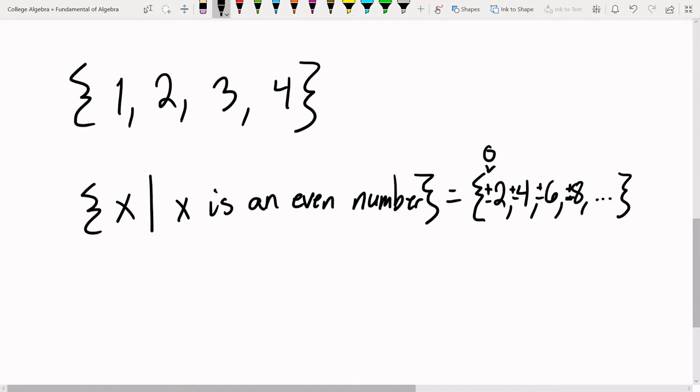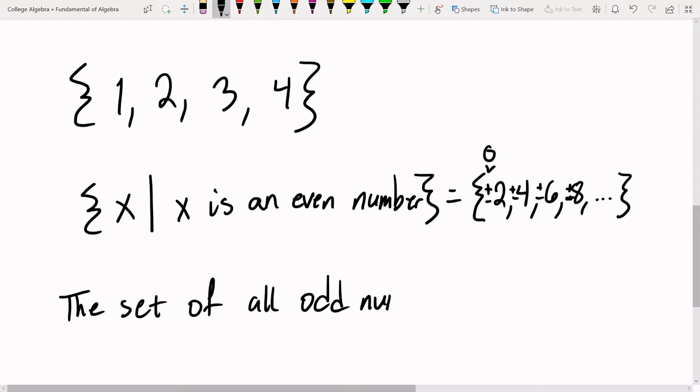So it's called a declaration, like the set of all odd numbers.